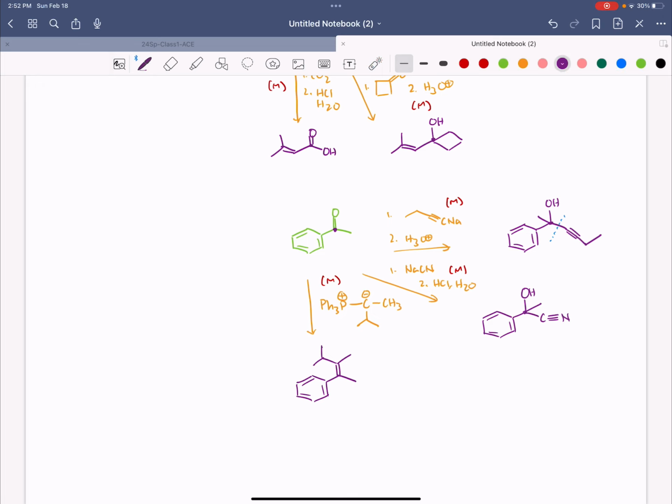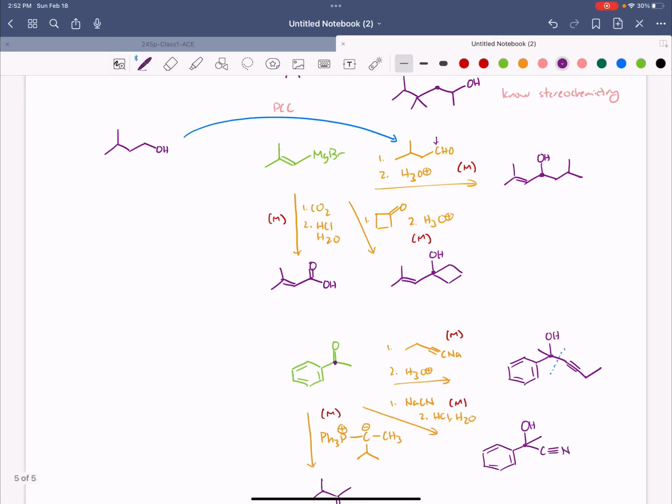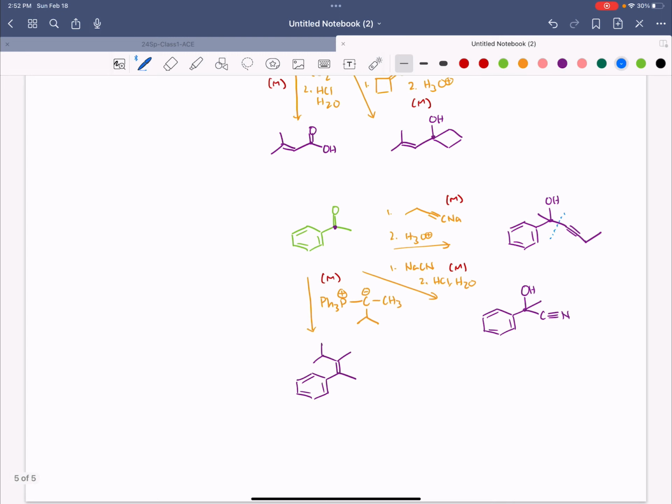Okay. Class 4, I did show you how to make the Wittig, and let's see. Let me do it this way. So how do I make that right here? Okay. It came from an alkyl halide. So look at the carbon part. The carbon part looks like this.